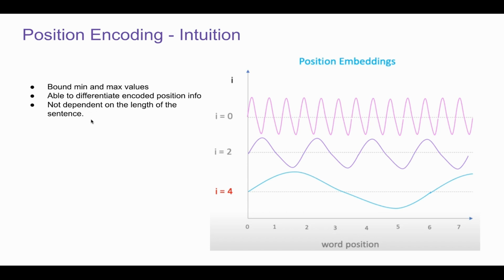And we know they're not dependent on the length of the sentence. So for "I am Martin" and "I am a dad", the common prefix "I am" will have the same position encoding. So this is the intuition. Hope it helps a little.